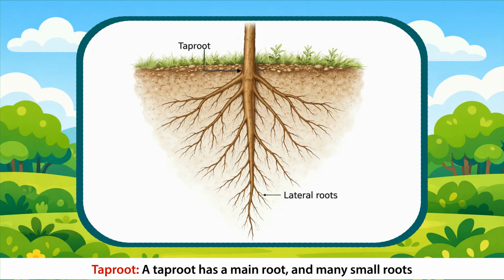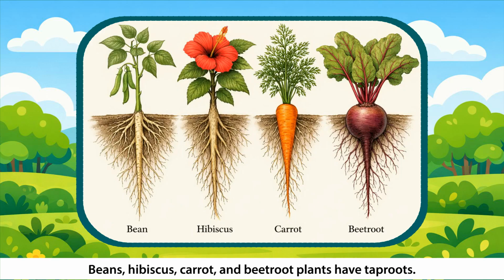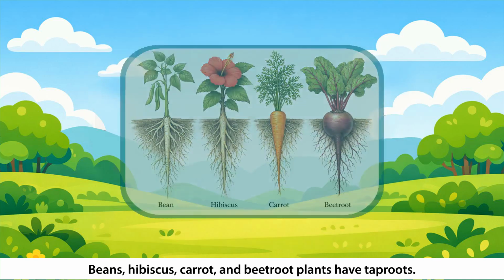Taproot. A taproot has a main root and many small roots, called lateral roots, growing from it. Taproots are long and strong. Beans, hibiscus, carrot, and beetroot plants have taproots.